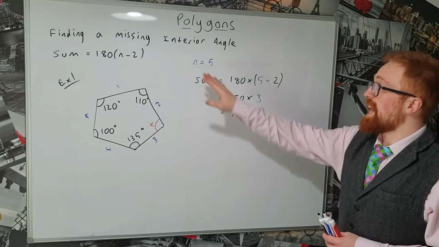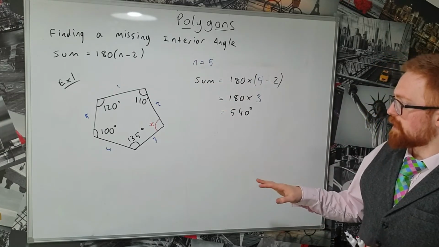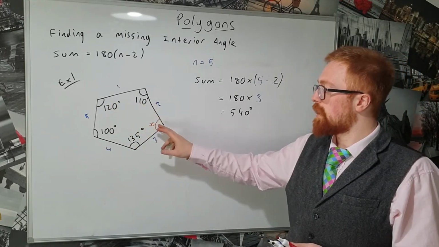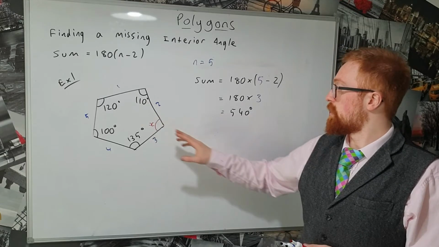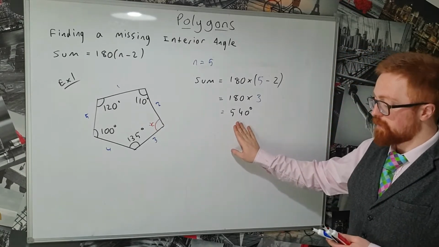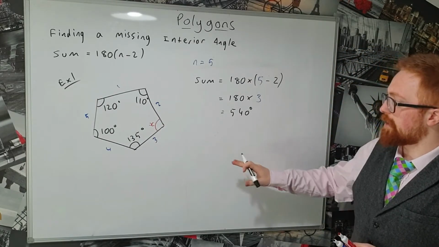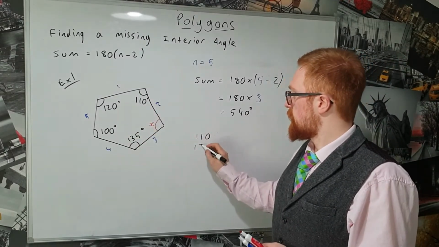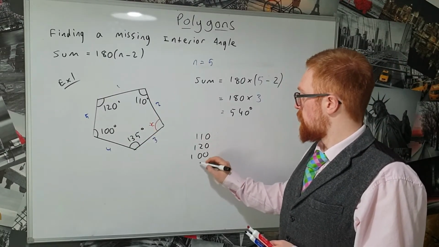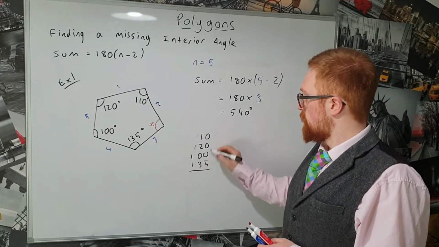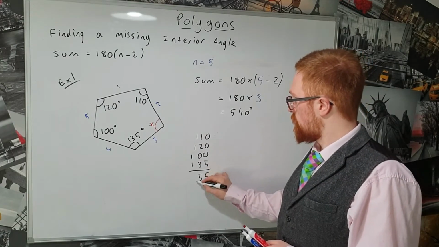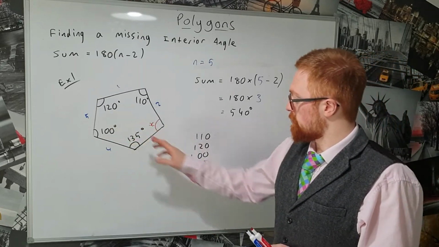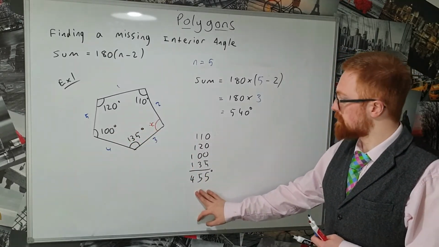Now if you've seen my exterior angle video, you'll know that our general strategy now is to add up the angles that we are given and then work out what we need to add on to take that up to 540. So let's try that now. So let's add these up. So 110, 120, 100 and 135. So if we add those up we get 455. So the 4 angles we're given add up to 455 degrees.